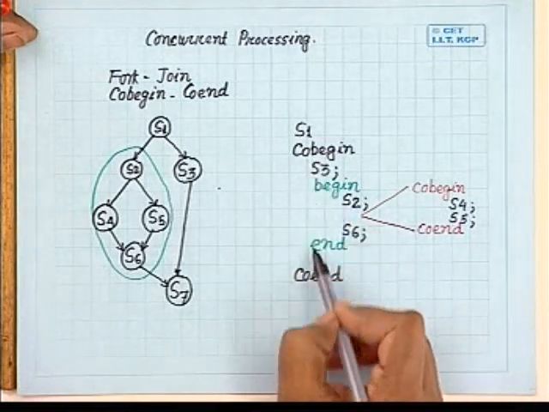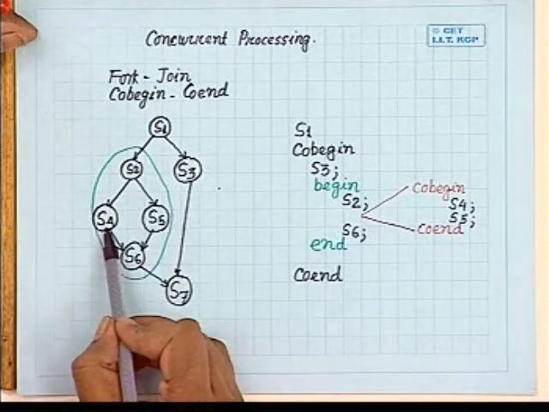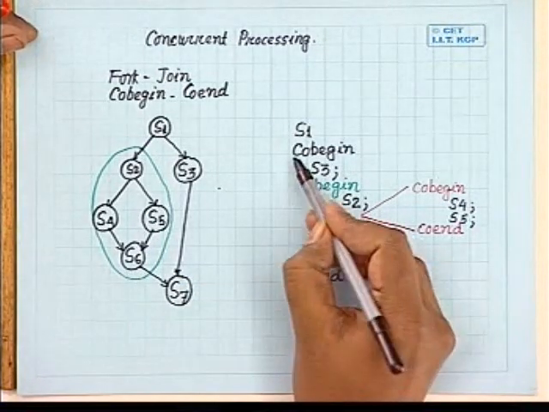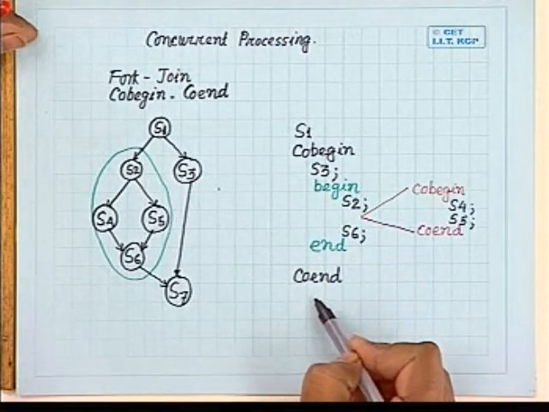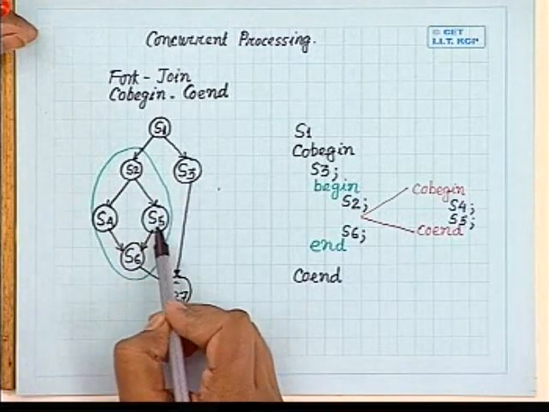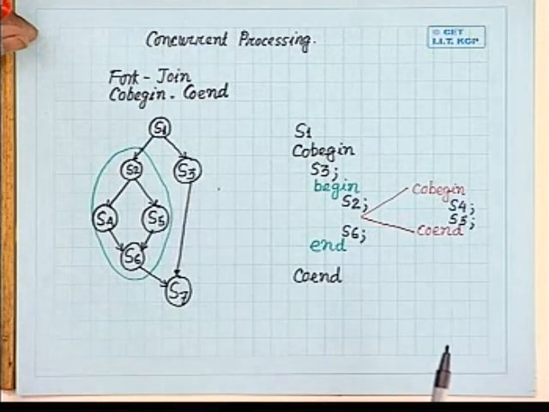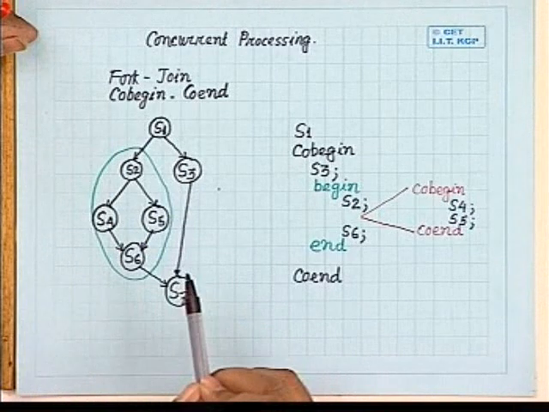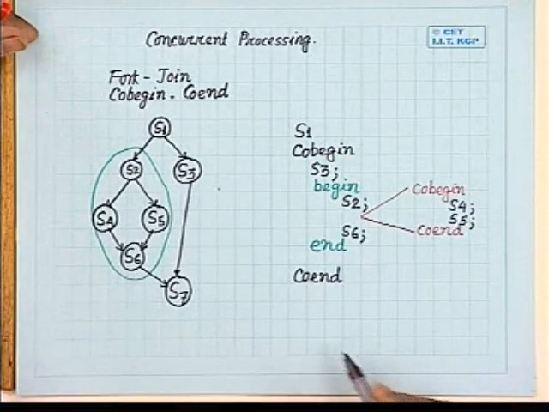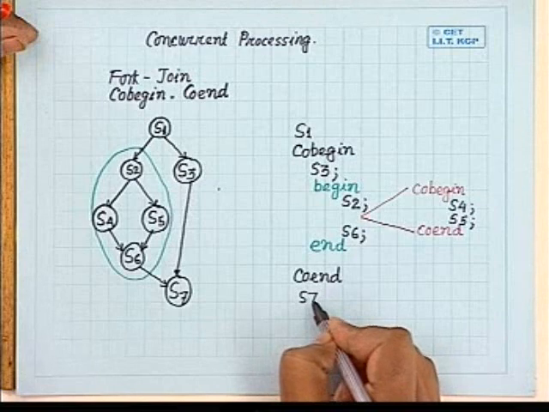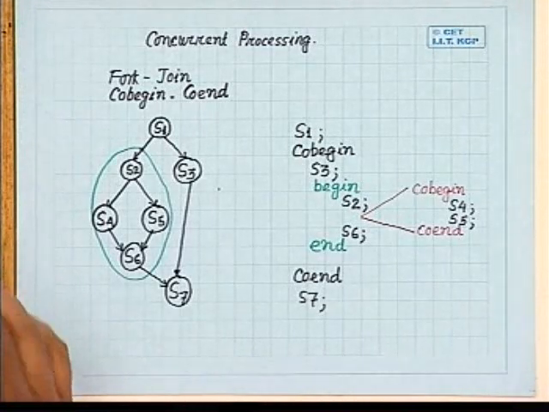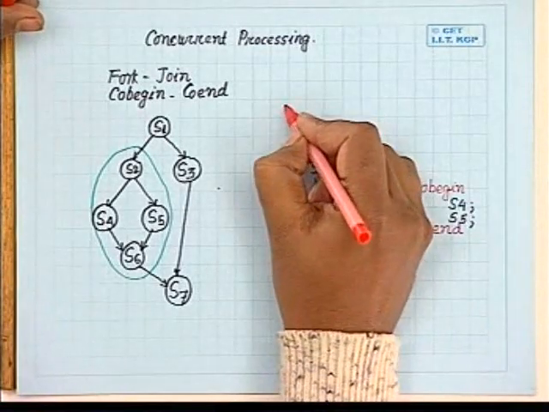At the end of this, S2, S4, S5 executions will be complete. Now, when you come out of the first co-begin co-end construct, that ensures that all the processes for S2, S3, S4, S5, and S6 have completed their operation. After these processes complete, the last statement has to be executed by the parent process of all of them, and that will execute statement S7. And this whole thing I can put under the begin-end construct.